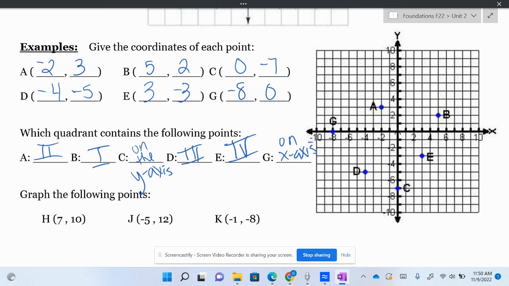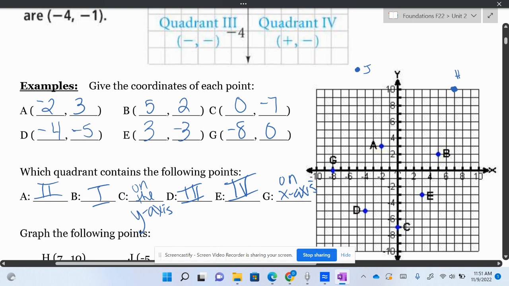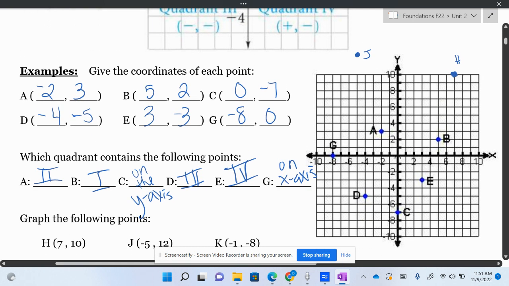All right, I'm going to do the graphing and then I'll come back. We're starting with Naya for the next round. So graph the point 7, 10 and label it H. And then we're going to graph the point -5, 12. So it's going to have to go off your graph, and call that J. I'm going to slide down because it's on the ceiling. And then the last point is -1, -8, and we're going to call that K.